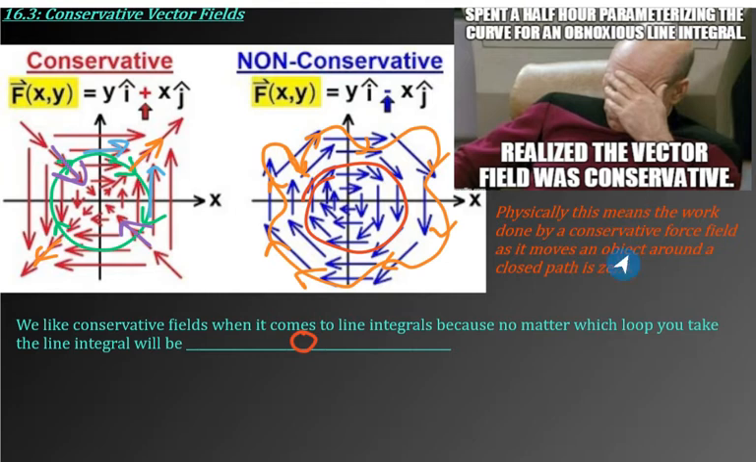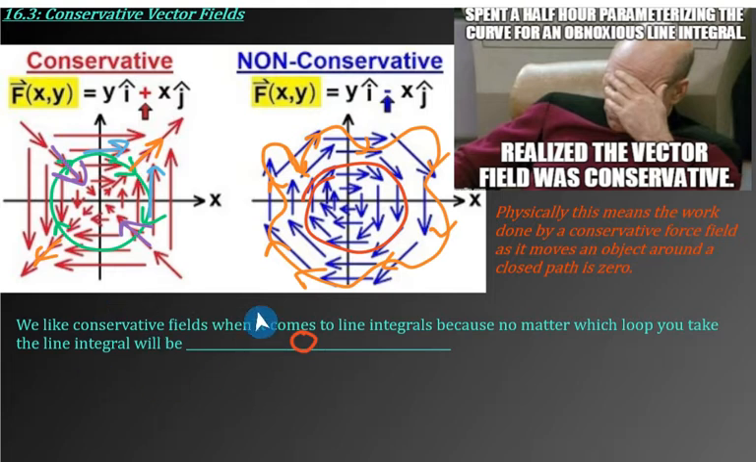And physically, I think work is probably the easiest way to think of these things, but they really can be all sorts of different things. You can do this for electric fields, and if you become a chemical engineer, you're going to see these there too. But the idea is basically that the work done by a conservative force field, and that force is really broad, as it moves an object around a closed path is 0. It just conserves all that energy or force or whatever you want to call it.